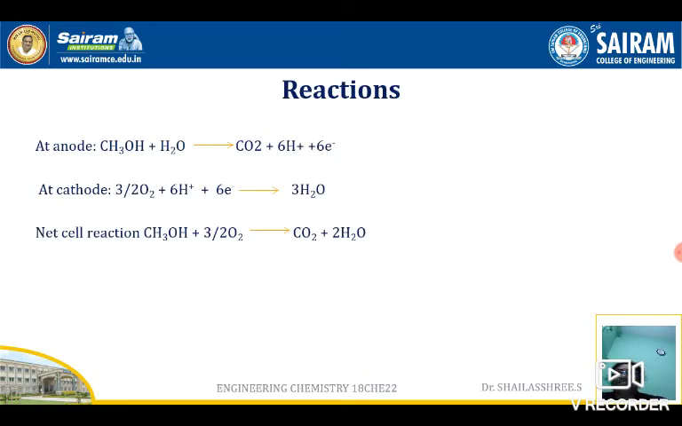This is about the reactions. At the anode, methanol reacts with water, and it will form carbon dioxide with H plus ions and electrons. The H plus ions and electrons will react with the oxygen present at the cathode and get reduced to water. So the overall reaction in a methanol oxygen fuel cell is methanol reacts with air or oxygen to form carbon dioxide and water. This is about the reactions of the methanol oxygen fuel cell.